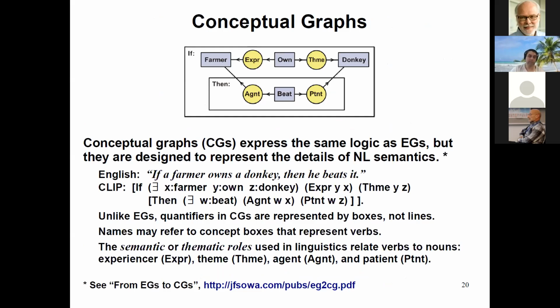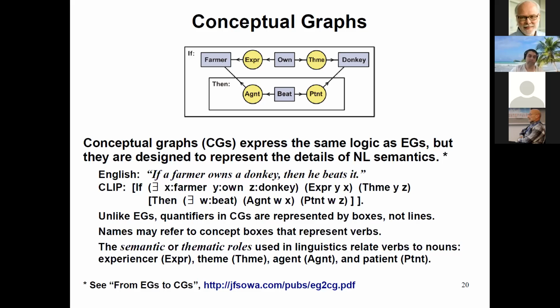So they add, for example, there it says that if a farmer owns a donkey, then he beats it. The yellow things are the relations of thematic roles. They call them thematic roles or case roles. There's the experiencer: a farmer is the experiencer of owning. The theme of owning is a donkey. And if a farmer owns a donkey, then the farmer is the agent of beating the donkey. And there you have all those examples.